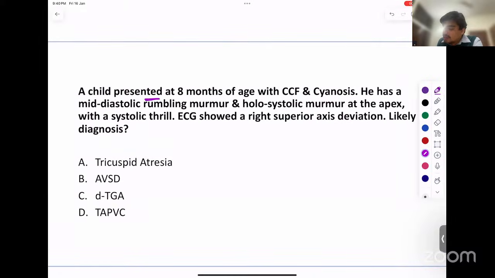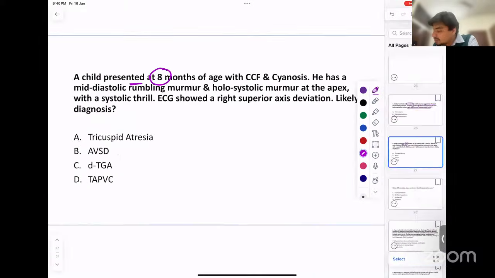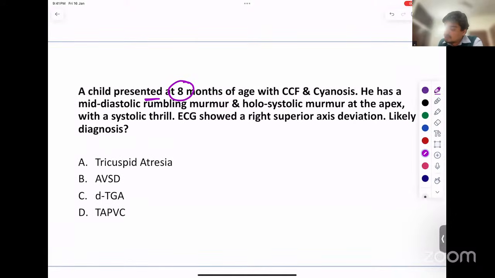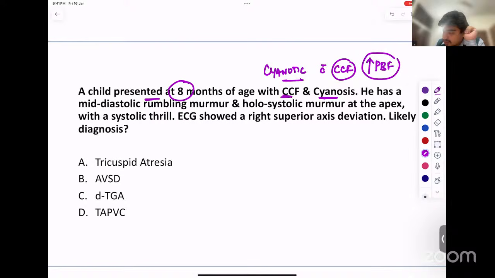A child presented at 8 months of age with CCF and cyanosis. So this is a cyanotic congenital heart disease with CCF. For CCF to occur, there has to be increased pulmonary blood flow. So you have increased pulmonary blood flow with CCF and cyanotic congenital heart disease. So from this itself, ECG shows right axis deviation.